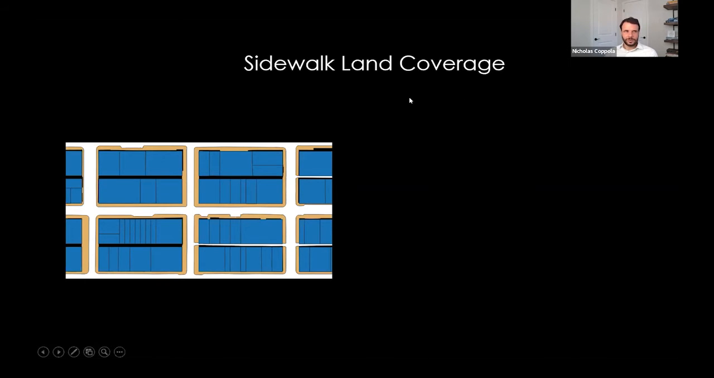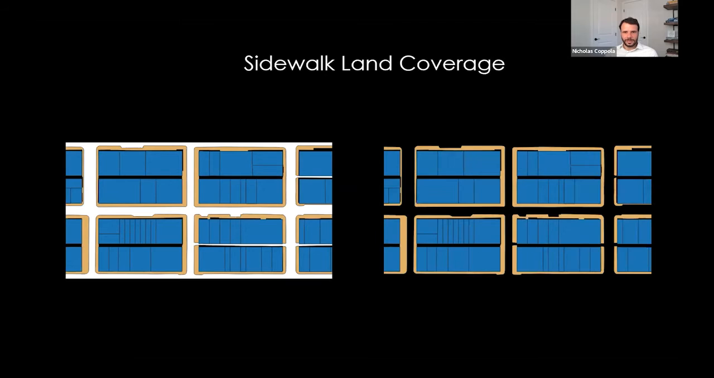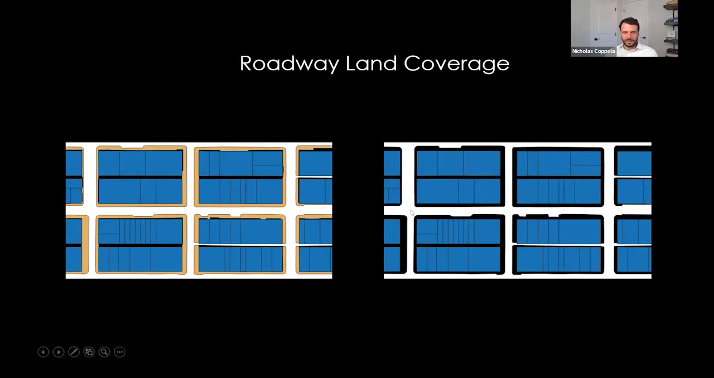Sidewalk land coverage is taking a look at the relative comparison within the right-of-way of your sidewalks and how much area is taken up within the right-of-way compared to how much of that area is taken up by the roadway.